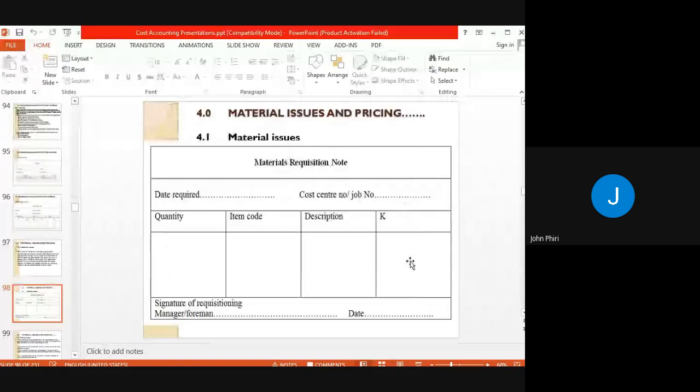So here's an example of a materials requisition note that you can receive. Date when it is required, the cost center or job number. Cost center could be a department, remember, or a division, or job number could be a particular job that you are going to do, or maybe if they are not numbered, you can even just give a name of that job where the materials will be going. Then you've got a quantity, item code, these goods tend to have codes, and the description of that material. And how much they cost as you send them. As we said, somebody must decide on that requisition, and it could be a manager or a foreman, and the date must be given for the same.